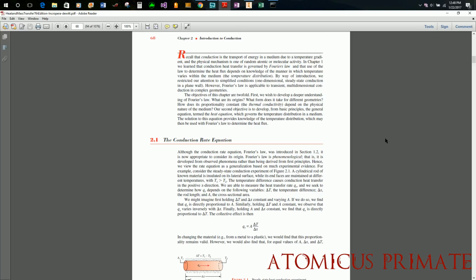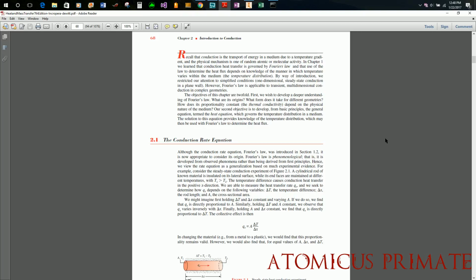2.1. The conduction rate equation. Although the conduction rate equation, Fourier's law, was introduced in section 1.2, it is now appropriate to consider its origin. Fourier's law is phenomenological. That is, it is developed from observed phenomena rather than being derived from first principles. Hence, we view the rate equation as a generalization based on much experimental evidence.